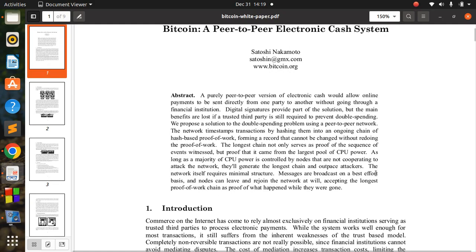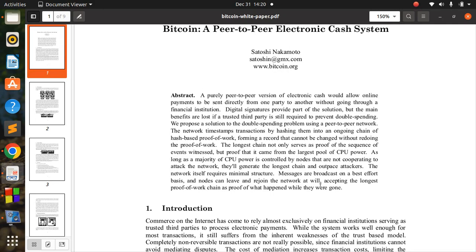The network itself requires minimal structure. Messages are broadcast on a best effort basis, and nodes can leave and rejoin the network at will. Remember, the nodes here are miners. Once a miner verifies a block of transactions and finds a random key and sends it to the network, it has to broadcast it to other miners so that they can put it in their own distributed ledger.